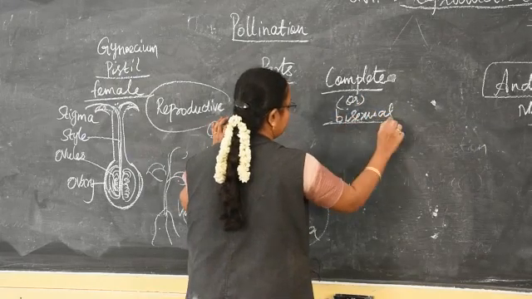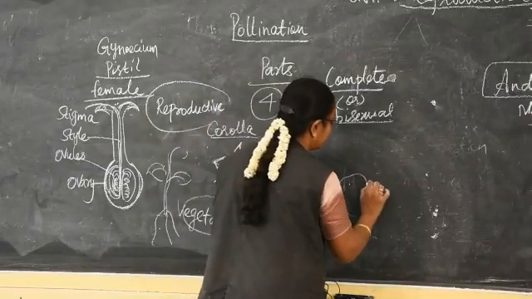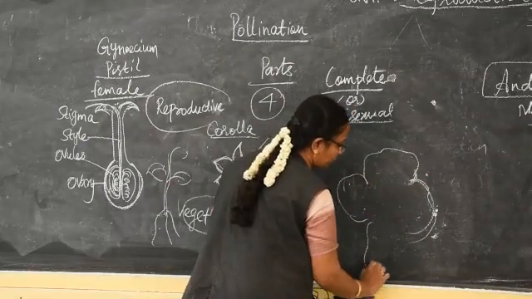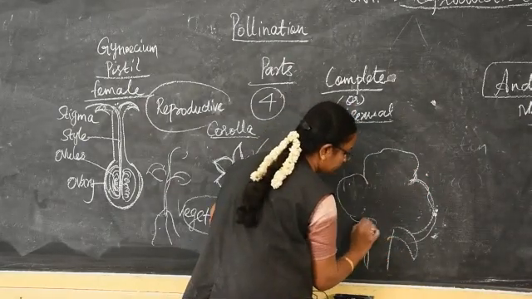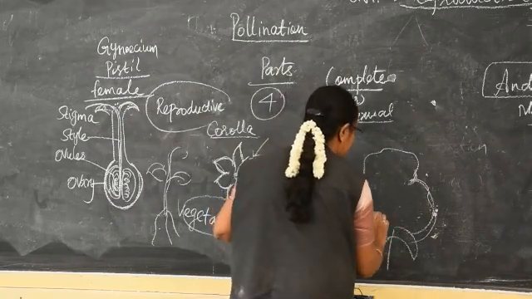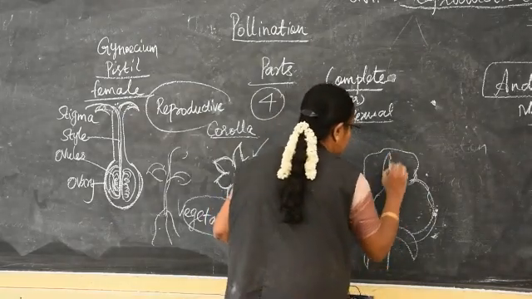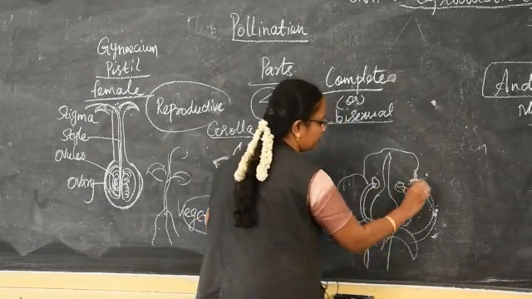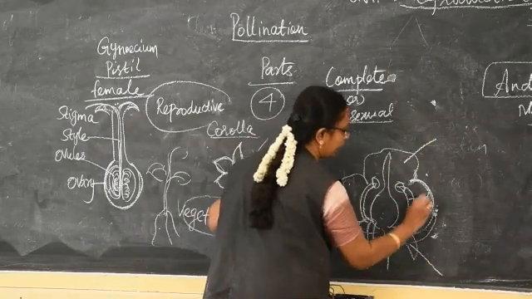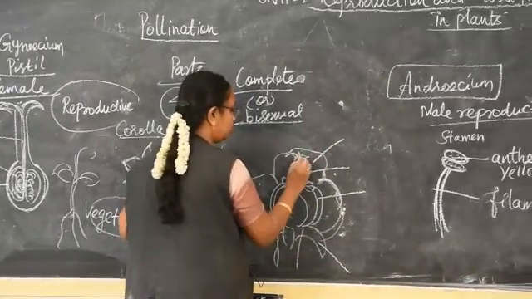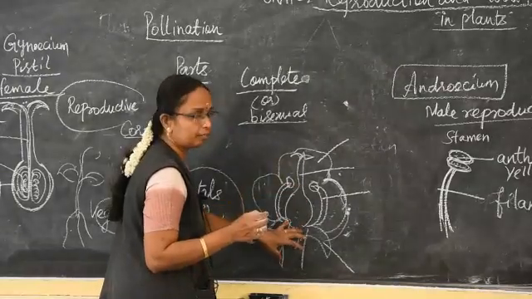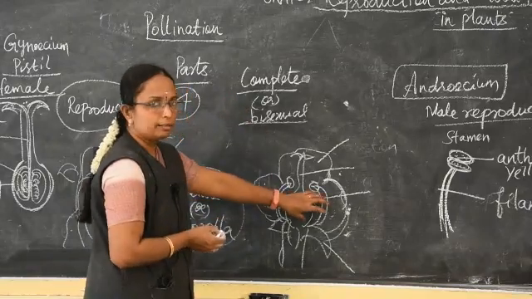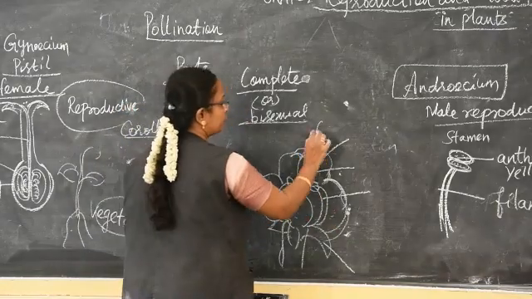So what is meant by that? If we take the flower, if it consists of all the four whorls, that is calyx, the corolla, and then the androecium, see the petals, calyx, androecium, gynoecium. If all the whorls are present in a flower, it is said to be a complete flower or bisexual. Both male and female gametes are present.